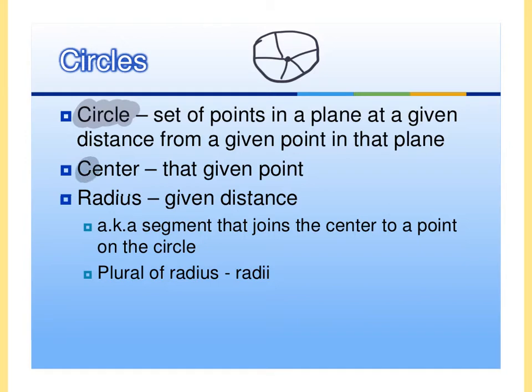The center is that point that you're talking about. So the initial point where everything is equidistant from is your center. It's a point, so it just gets a capital letter. And the radius is the distance between that point and the outer ring on your circle. It's the segment that joins the center to a point on the circle, and the plural of radius is radii. So when we talk about more than one radius, it's the word radii.